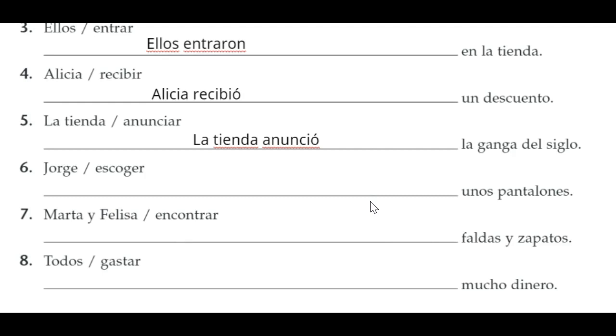So it's almost kind of like saying she, right? Because la tienda is feminine. So you can think of it that way. The store, she announced something. Whatever works. But you have to make sure you understand which pronoun you want to use.